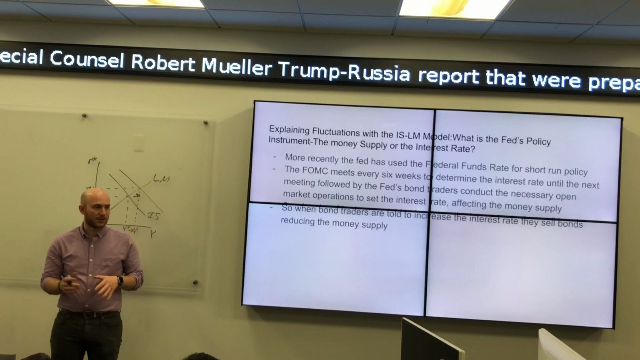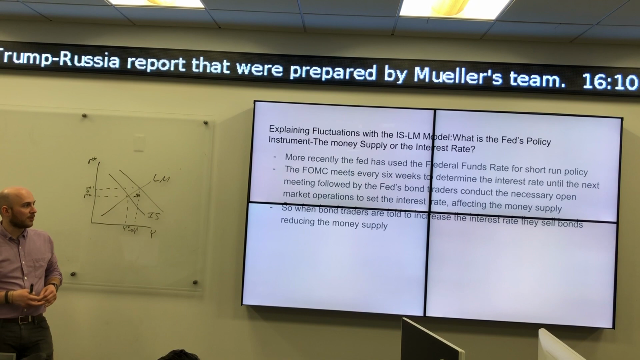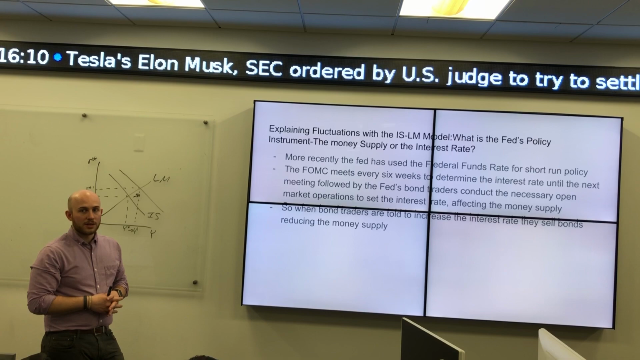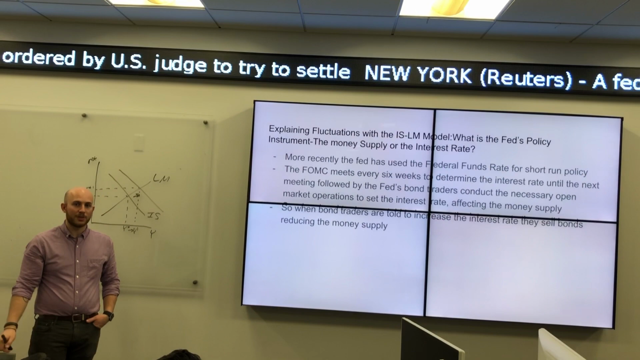The FOMC meets every 6 weeks to determine the interest rate until the next meeting, followed by the Fed's bond traders conducting the necessary open market operations to set the interest rate, affecting the money supply. So they all go to this meeting. And they say, we want our interest rate to be 1.25%.